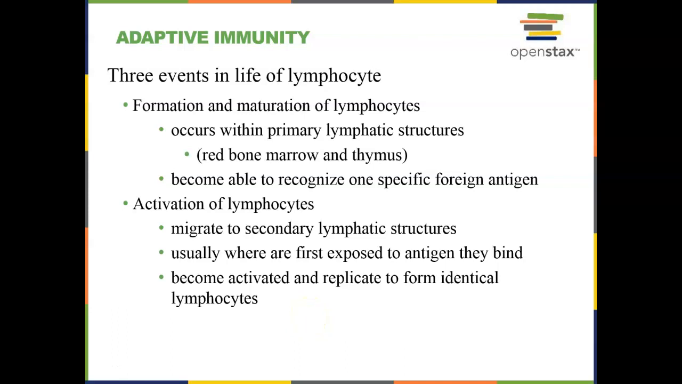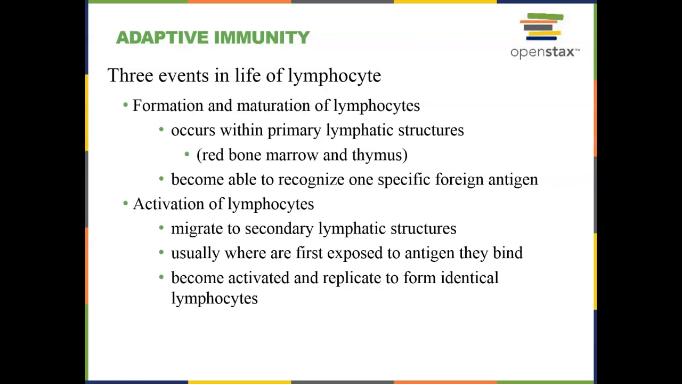Hey everybody, welcome back. We're going to talk about the three basic events that occur in the life of a lymphocyte. So the first is the formation and maturation of your lymphocytes. This always occurs in the red bone marrow, but then the maturation occurs either in the red bone marrow if you're a B lymphocyte or in the thymus if you're a T lymphocyte. Once you are mature, that means you're able to recognize a specific foreign antigen and become activated.